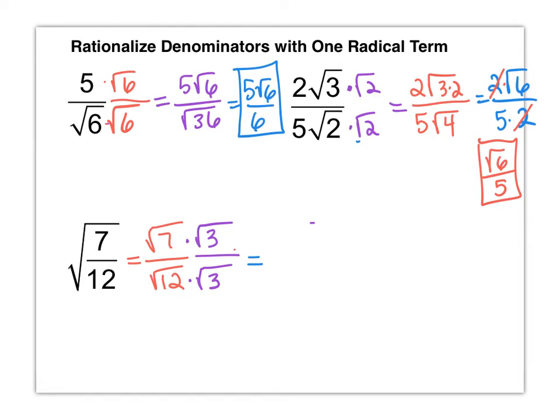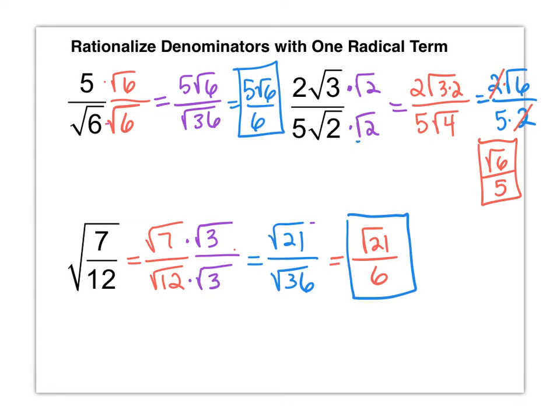When we multiply the numerators together, we get the square root of 7 times the square root of 3, which is the square root of 21. And in the denominator, we have the square root of 12 times the square root of 3, which is the square root of 36. Now that's a perfect square, so we can simplify this. The square root of 21 in the numerator over 6 in the denominator. And that is how we can write our final answer in factored form. Now notice all of the original problems started off with a radical in the denominators.